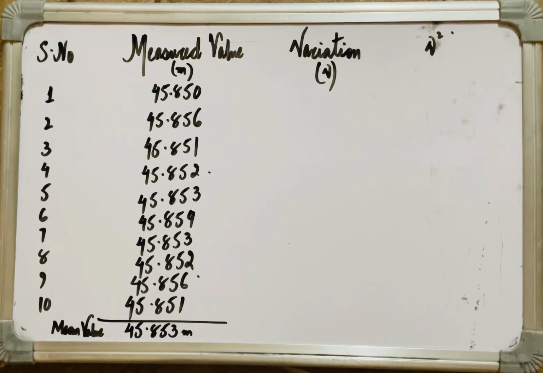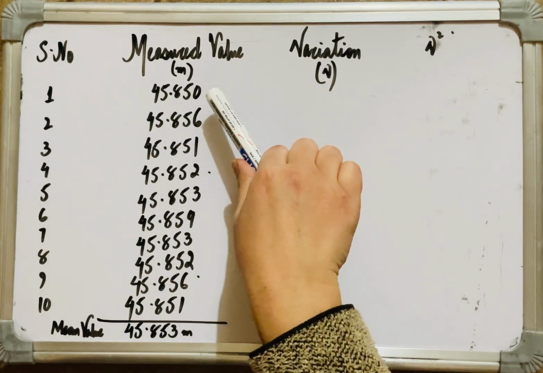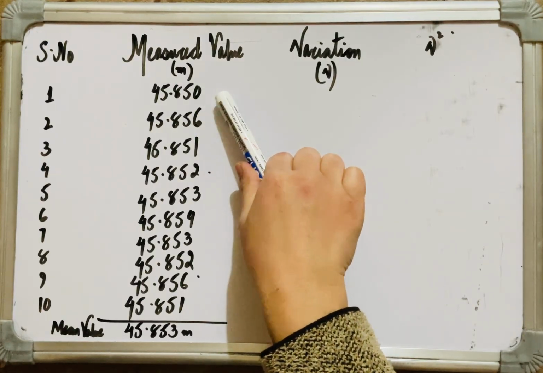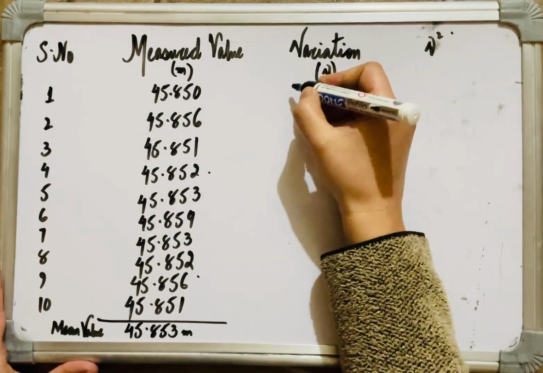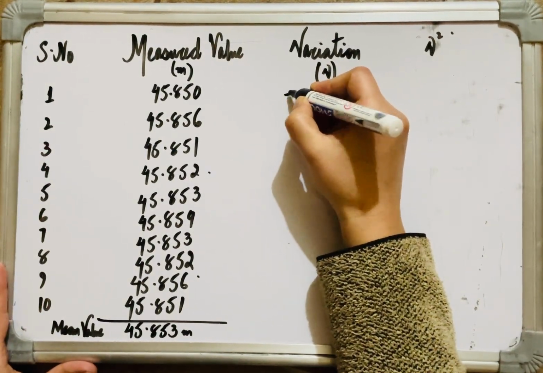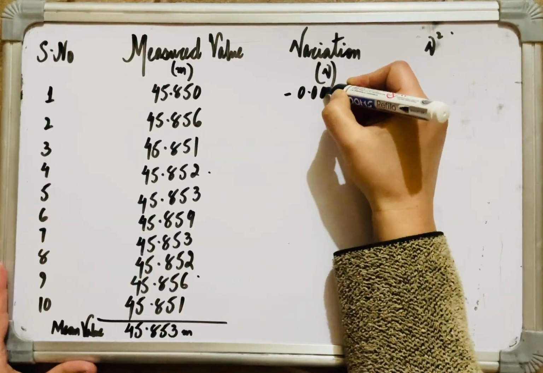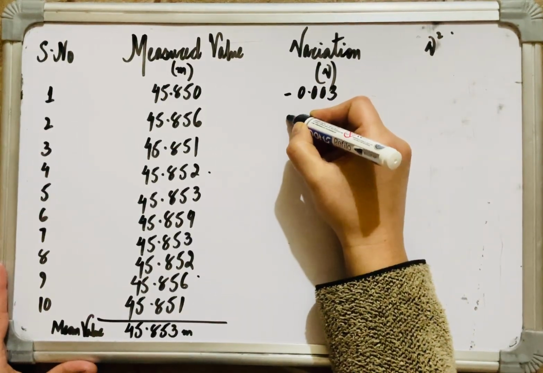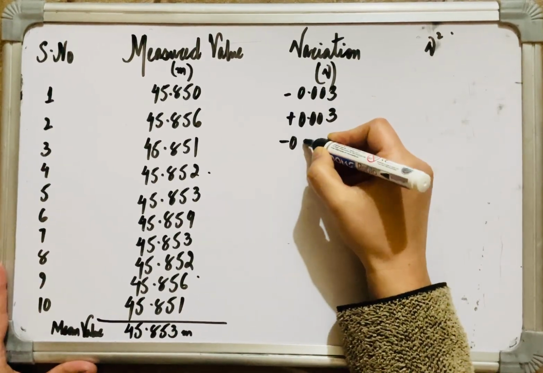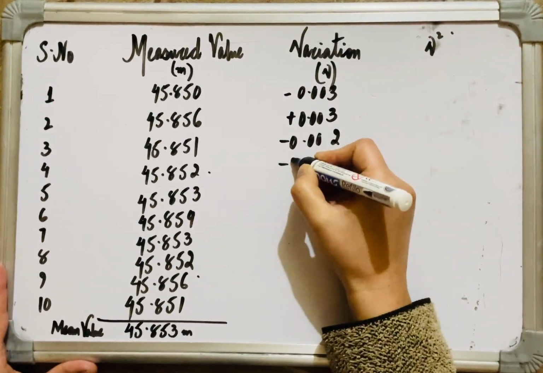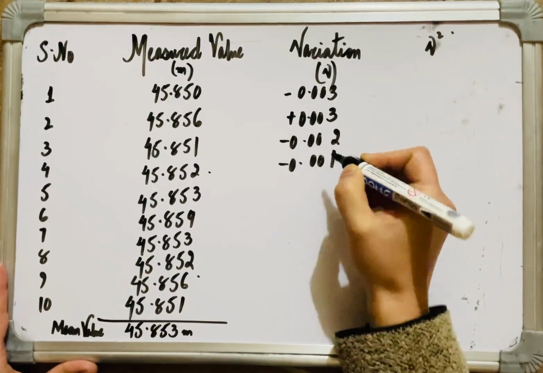Measured value minus the mean value. That means from every measured value I'll be subtracting the mean value and I'll get my variation, as we did in the previous question. So I may write it down. The first one is 0.003. Next one is plus 0.003. Then we have minus 0.002, minus 0.001.